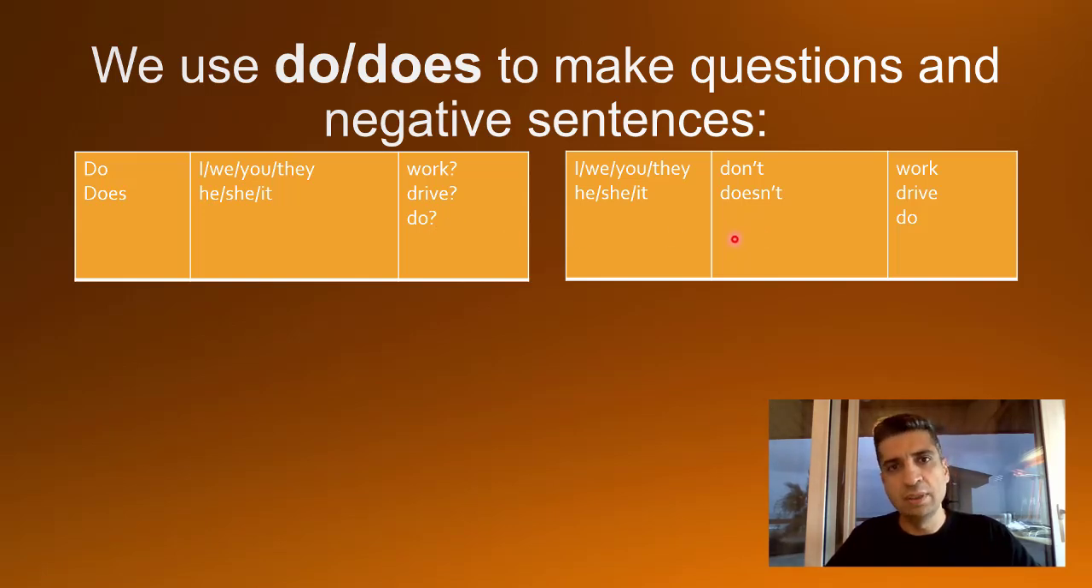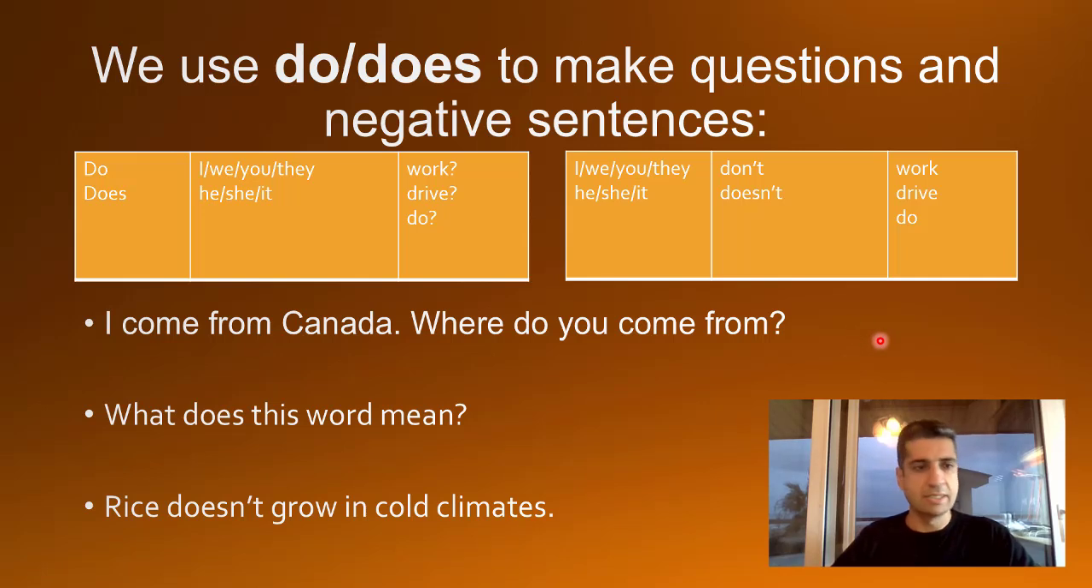Same for the negative structures here. We don't work. She doesn't drive. He doesn't do. Right? So we have the subject and then the auxiliary verb and the main verb in simple form. Let's have some examples here.